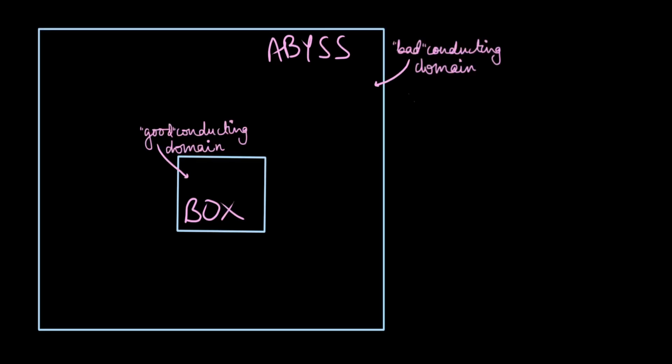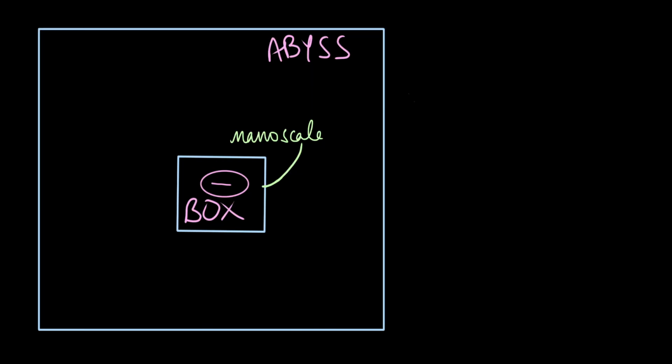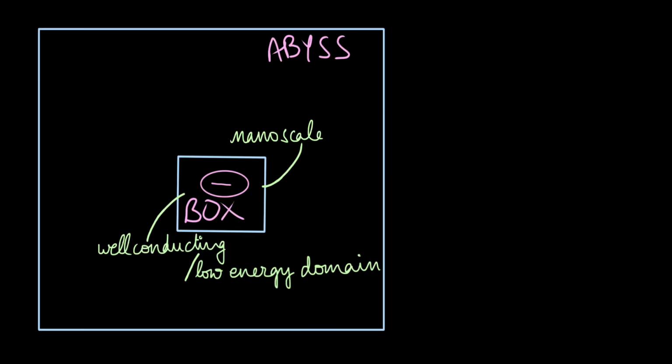Imagine a box in the middle of an abyss. The box is a good conducting domain surrounded by a bad conducting domain. An electron would obviously rather be inside the box than outside it. The box is now what we call a quantum dot, a nanoscale well-conducting low-energy domain with a countable number of electrons within it, surrounded by a bad-conducting high-energy domain.